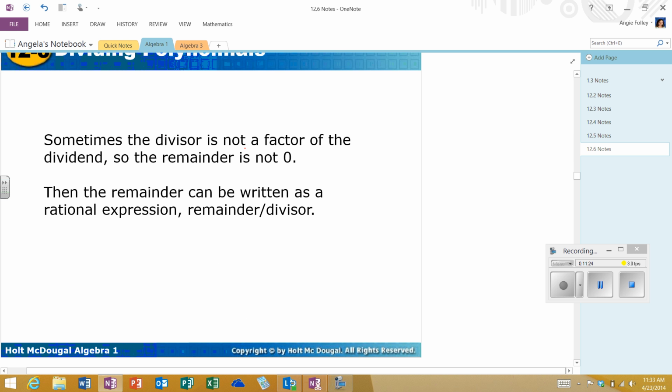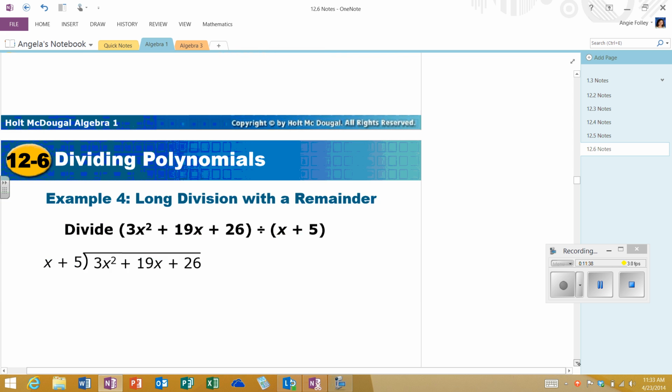Sometimes the divisor is not a factor of the dividend, so the remainder won't always be 0. For example, the last two we did, our final step was a 0. If it's not, what you do is you write the remainder as a rational expression over the divisor. So let me show you.